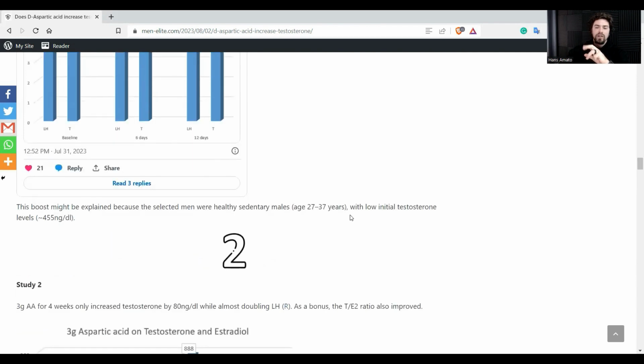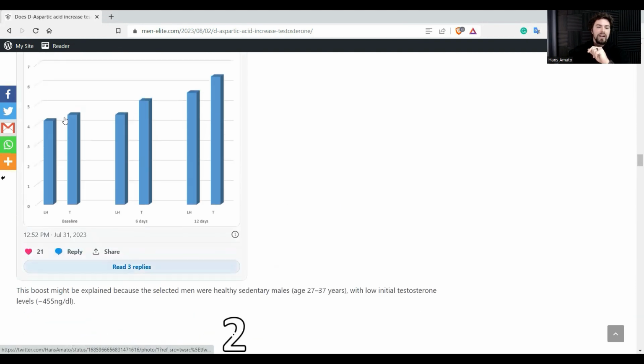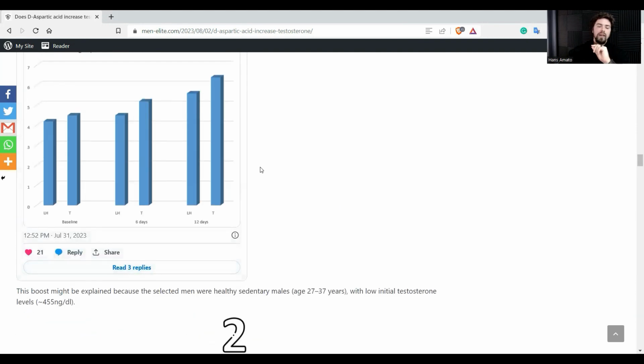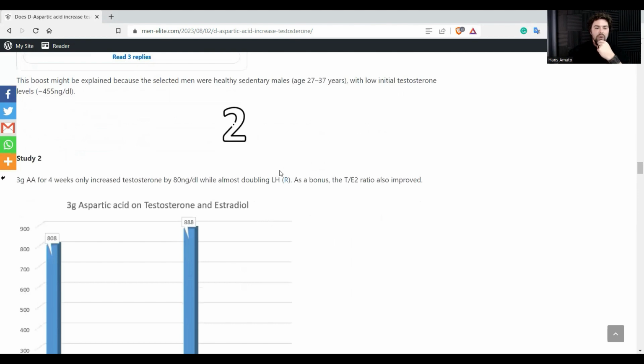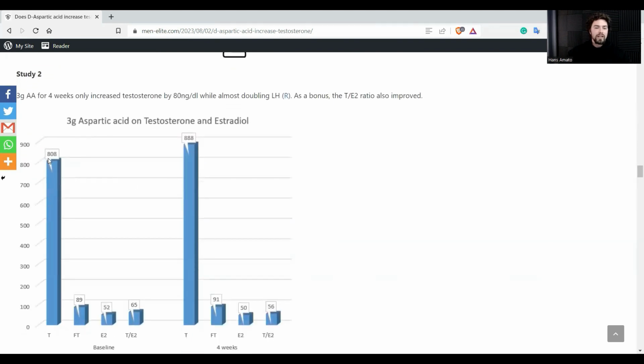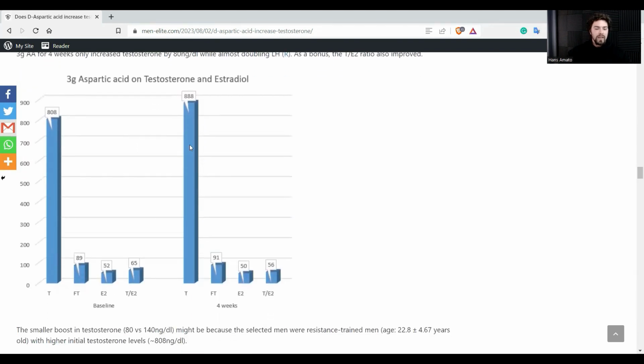They had quote-unquote low initial testosterone of around 455 to start. They didn't have high testosterone, which might explain the increase. Then there was the next study: 3 grams of aspartic acid for 4 weeks increased testosterone by 80 nanograms per deciliter. We already discussed this one, going from 808 to 888. It helped increase free testosterone, going from 89 to 91. Estrogen went from 52 to 50, so it didn't really alter, and the testosterone to estrogen ratio didn't really improve either.